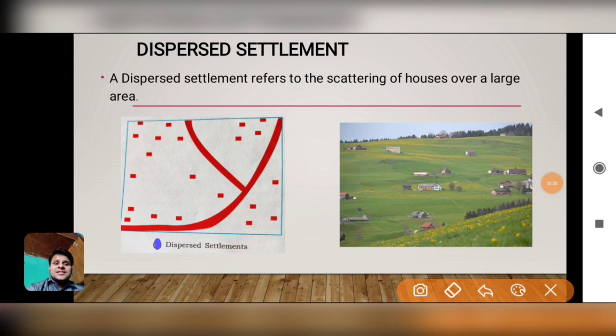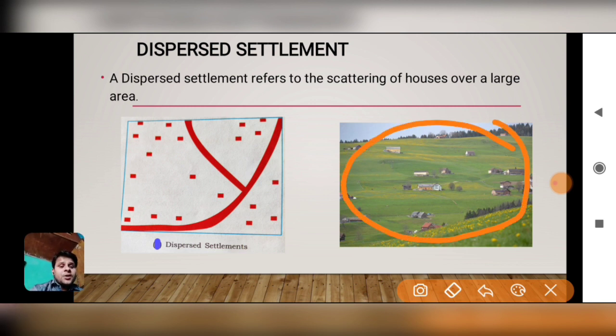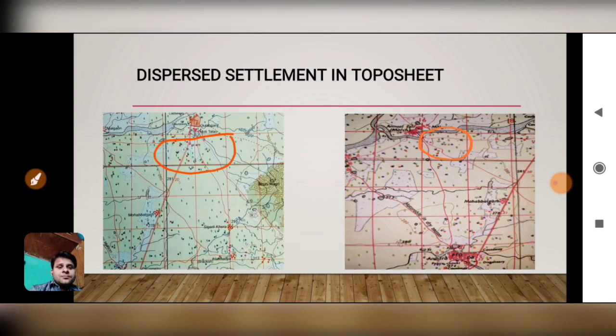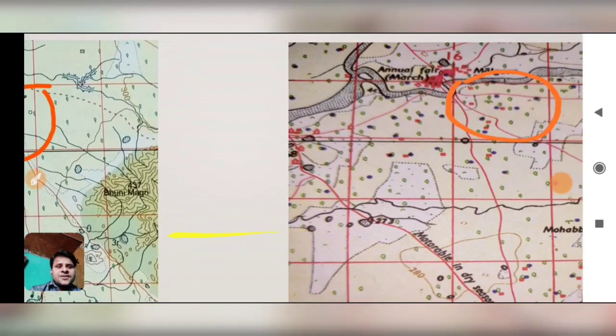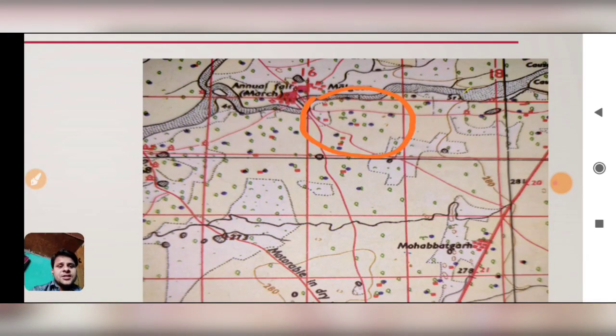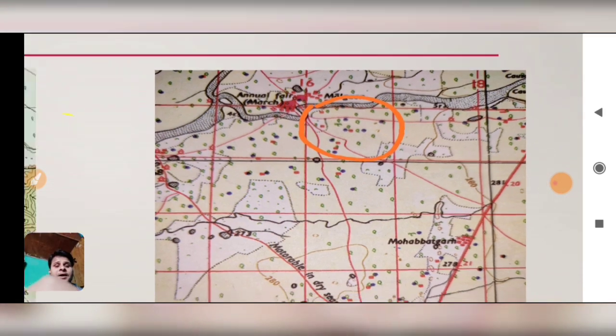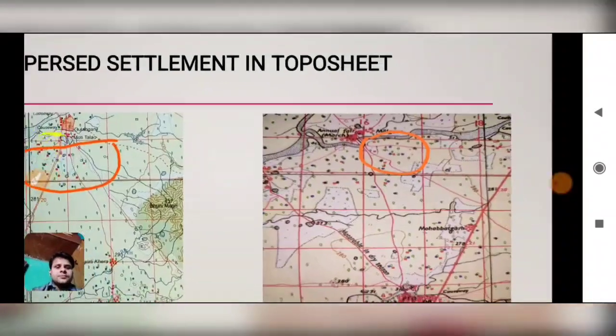Next type of settlement pattern is the dispersed settlement pattern. Dispersed settlement means the scattering of houses over a large area. In this diagram you can see the houses, the huts are in a scattered form. In the left side diagram, you can understand how the topo sheet represents this type of diagram. In this topo sheet you can see the scattered settlement pattern in this picture as well as in this picture. In both pictures you can see that the settlement pattern is scattered.